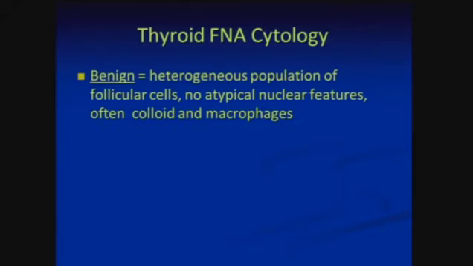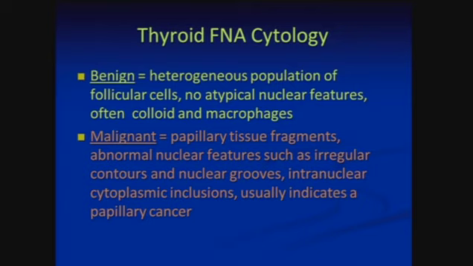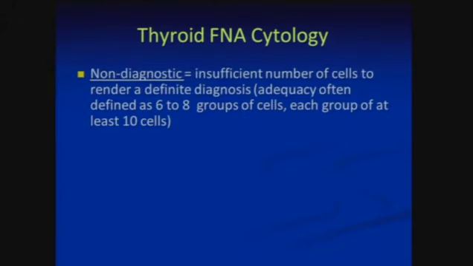Now, when we do thyroid FNA and we hand our specimen to the pathology colleagues, they can render one of 4 diagnoses. They can make a diagnosis of a benign nodule, and they do so when they see a heterogeneous population of follicular cells that have relatively no atypical features, often admixed with colloid and macrophages. They can render a malignant diagnosis on the FNA specimen if they see features of papillary tissue fragments, abnormal nuclear features such as irregular contours or nuclear grooves, intranuclear cytoplasmic inclusions, and these features are highly predictive of an underlying papillary thyroid carcinoma.